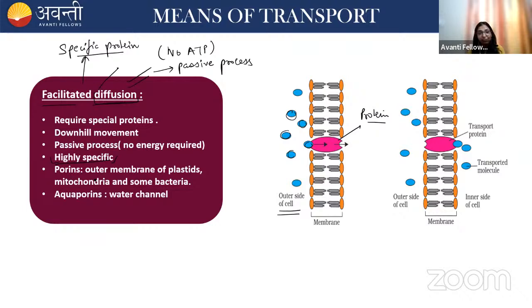These proteins show high specificity. And remember the porins: the membranes of mitochondria, plastid, chloroplast, and even bacteria have porins. These are large pores, so that small molecules, or molecules which are smaller in size, can easily move through these porins. There is also a term, aquaporins, and eight different aquaporins form one water channel.